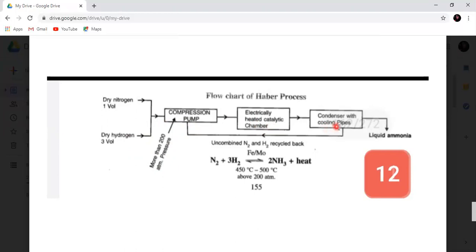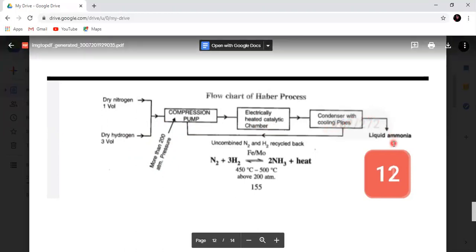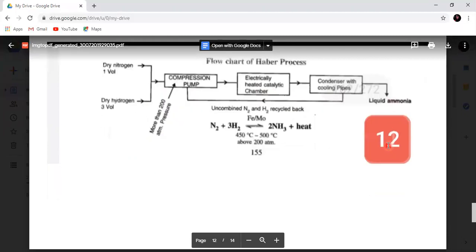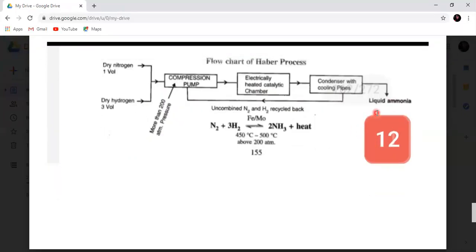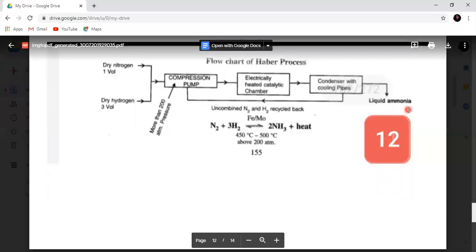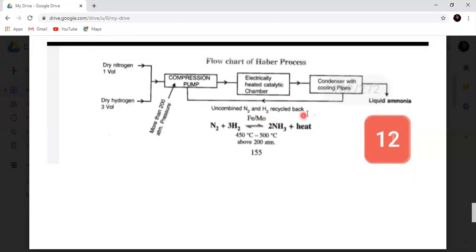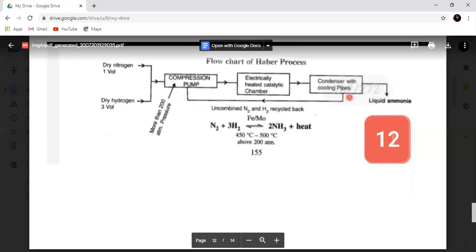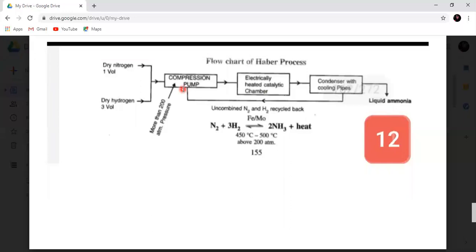When the condenser process is over, then this liquid ammonia is collected afterward. But one thing keep in your mind, students, this liquid ammonia is only 15% from the whole process. Means only 15% of ammonia is prepared from this. The remaining is the unreacted portion, which is sent back again to the compression pump.